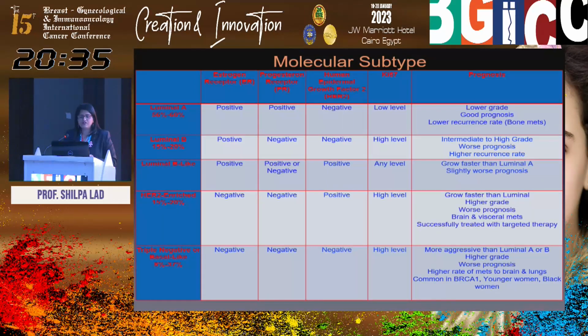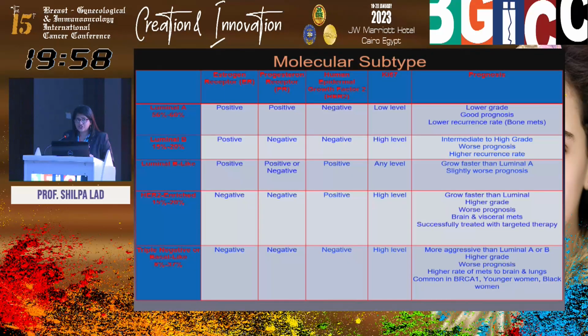Luminal B type accounts for 15 to 20% of cancers. They're typically ER positive, PR negative, HER2 negative, and they may have a higher Ki67. Ki67 indicates the proliferative index. They are intermediate to high grade, with a worse prognosis than luminal A and a higher recurrence rate. Luminal B-like can be ER positive, PR positive or negative, HER2 neu positive, and Ki67 can be variable. They grow faster than luminal A and have a slightly worse prognosis.